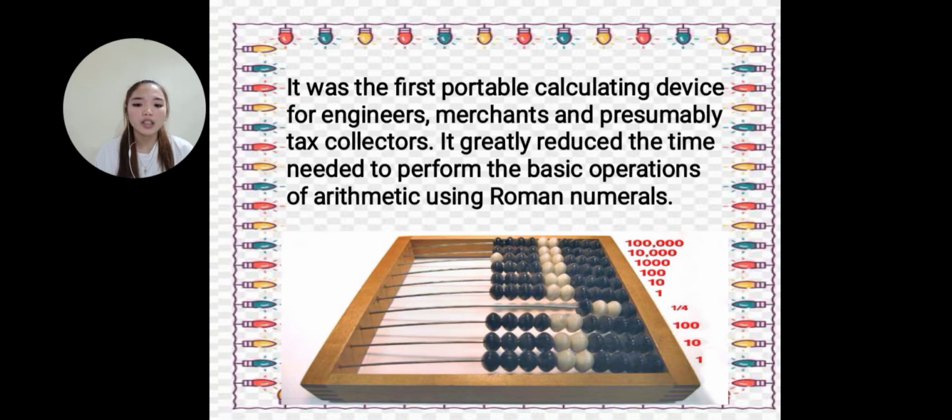The abacus was invented in China around the 2nd century before Christ. However, abacus-like devices are first attested from ancient Mesopotamia around 2700 before Christ.